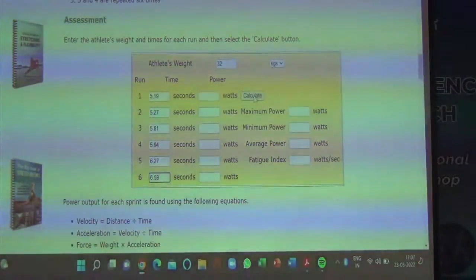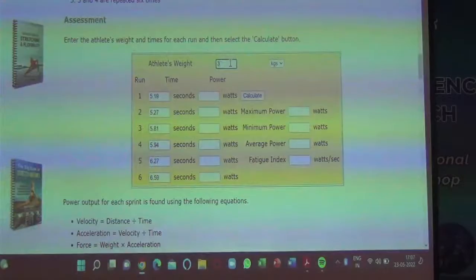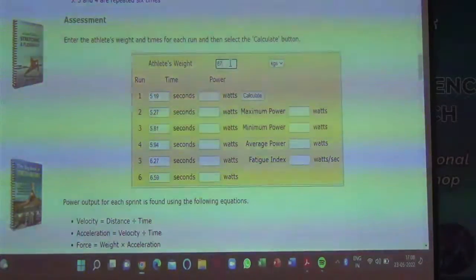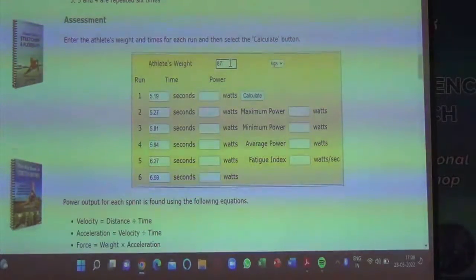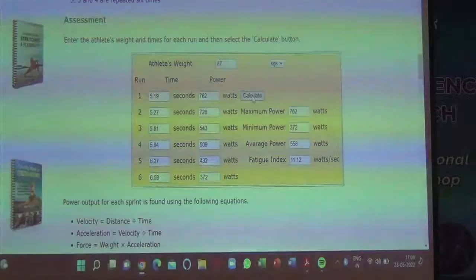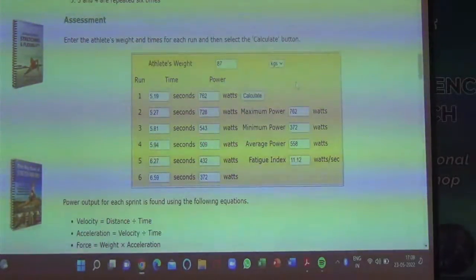Then I have to put in the details. Tell me your weight. 87. Your weight is 87? Heavyweight champion. Pounds or kg? Kgs. Okay. Now cross check, everybody. Whoever has any confusion about the fatigue index, now I will interpret it. Weightlifter. Now present with us. Is it okay for all of you?